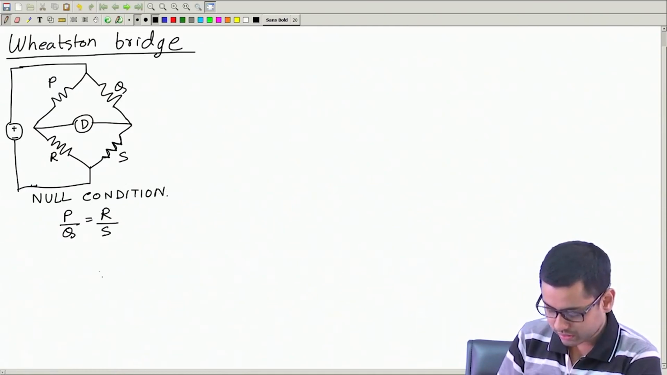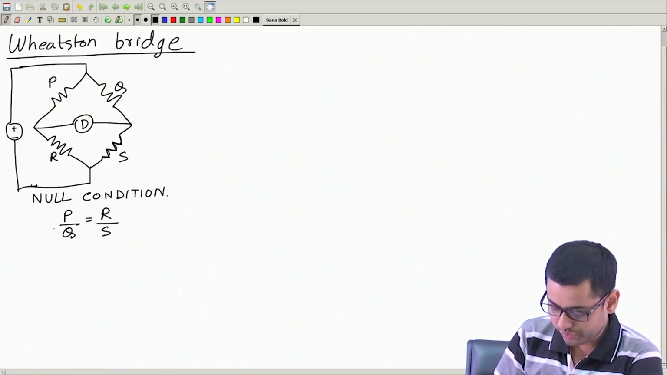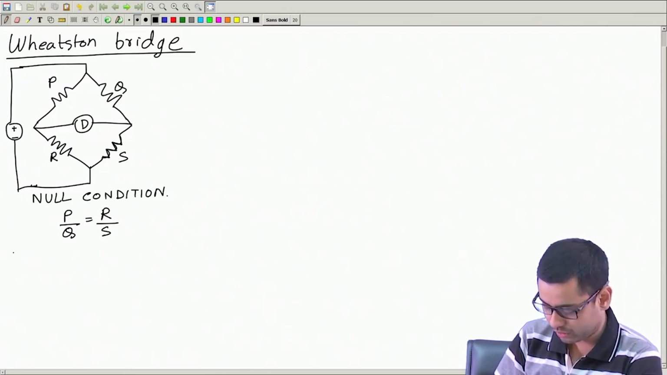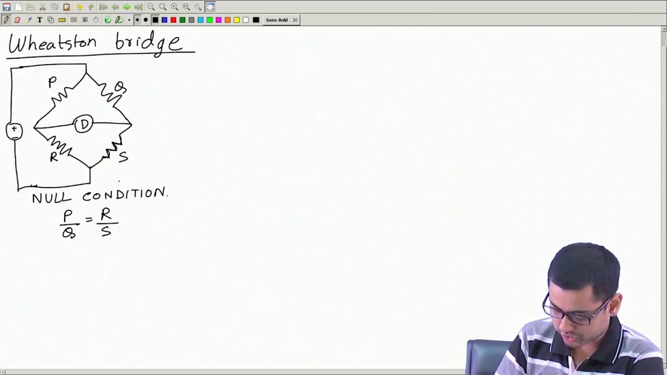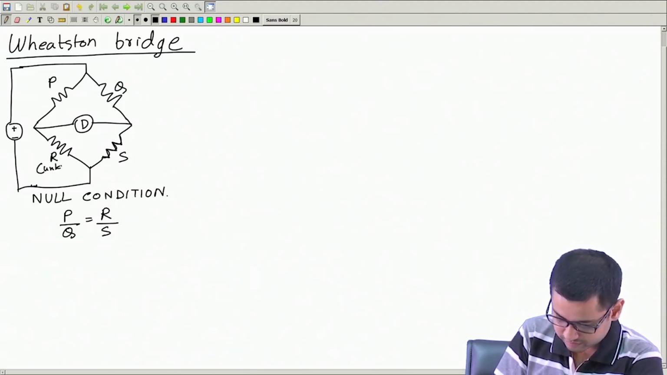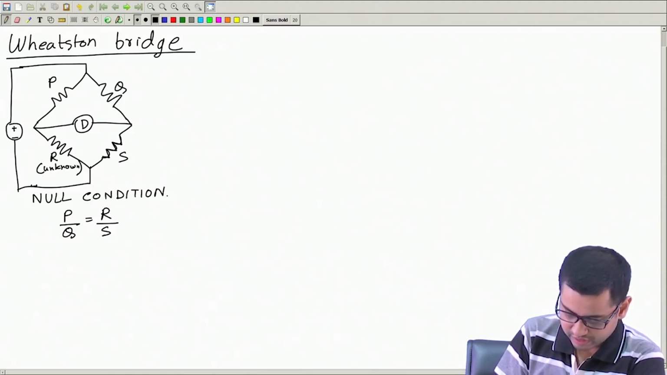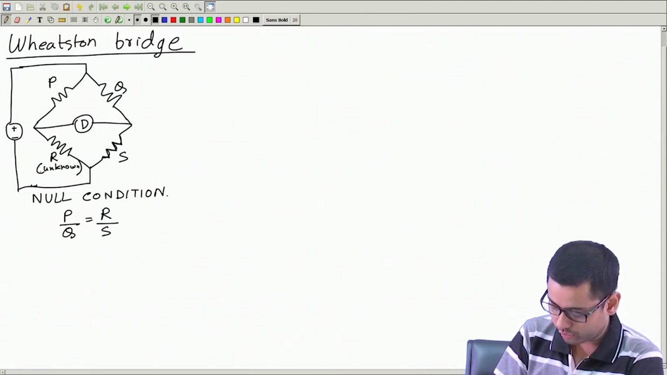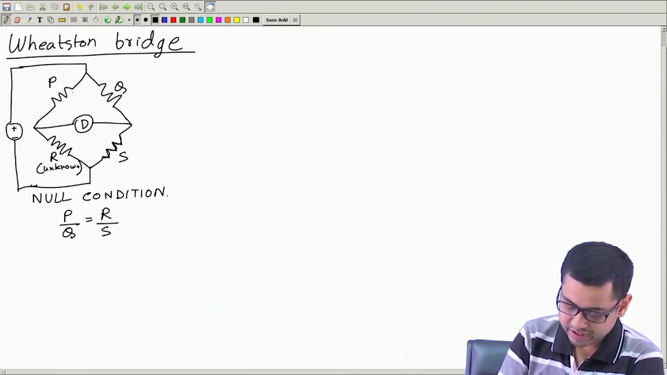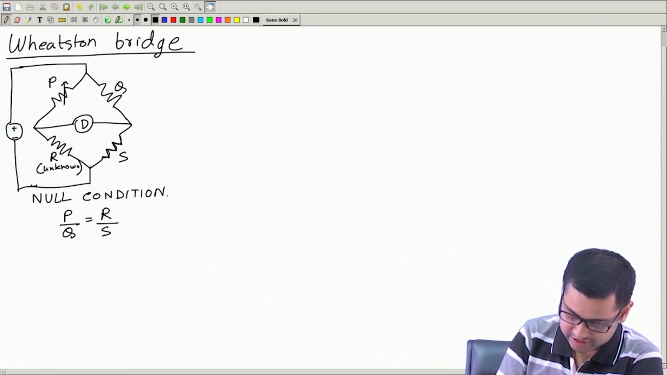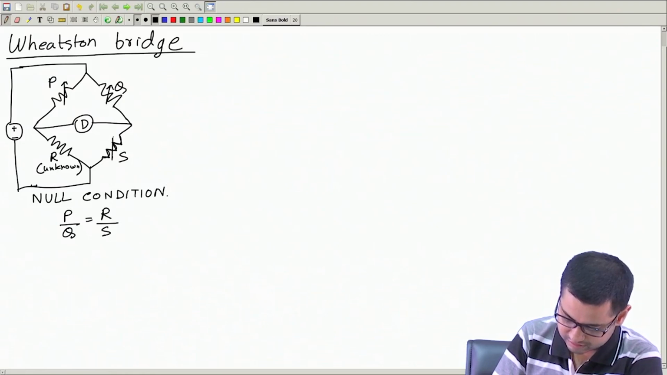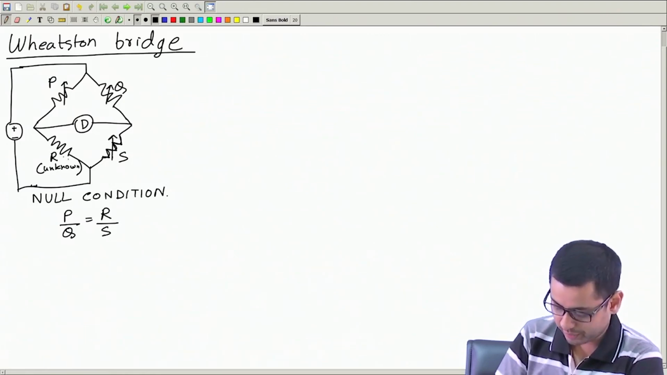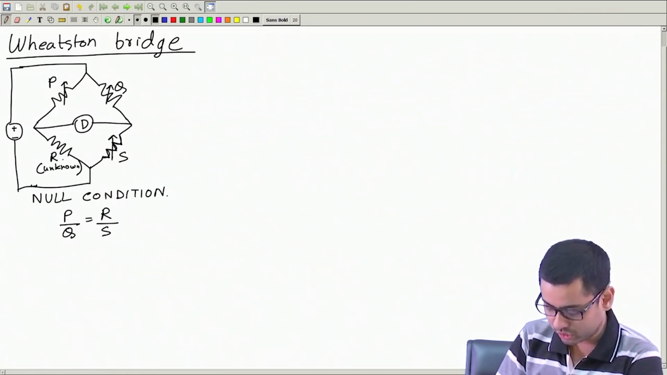Now, with this we can measure an unknown resistance. Suppose this R is unknown and we want to measure the value of R, and P, Q, S are known and variable resistances. So, we can set up a bridge like this. R is unknown and these three resistances we can change.